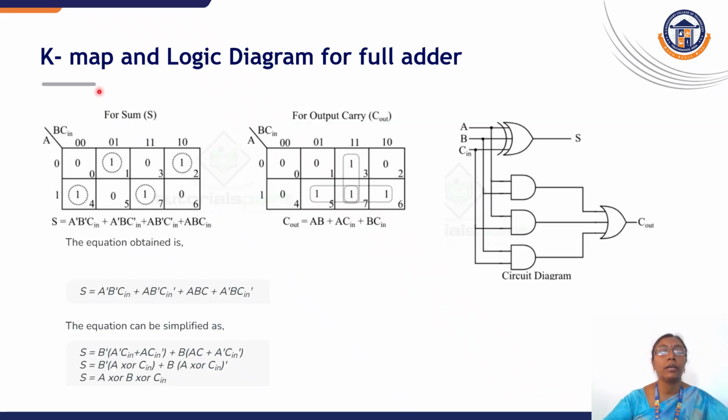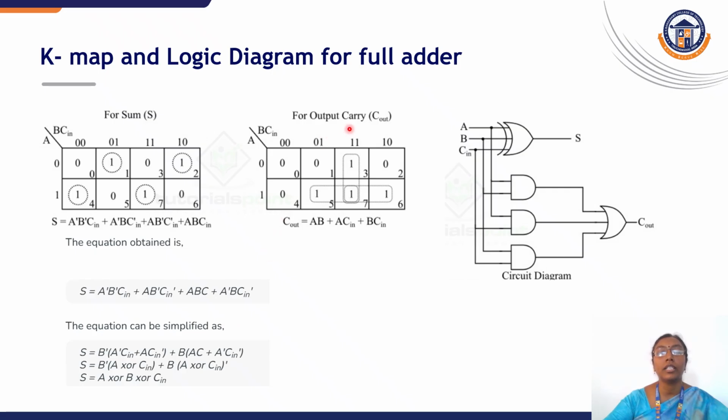And next came the logic diagram for the full adder. We have already found the sum and carry for the inputs A, B and C. We need to map all the output 1s for the sum in the K-map, so that we get the sum like this. When we simplify this sum, we get A XOR B XOR Cn.